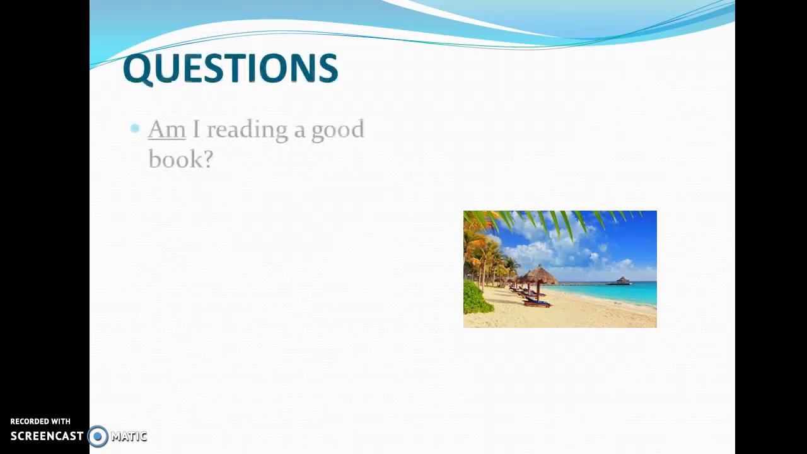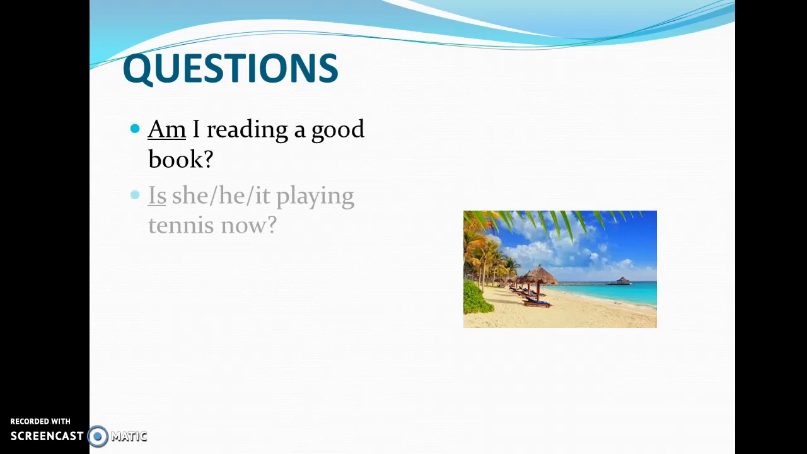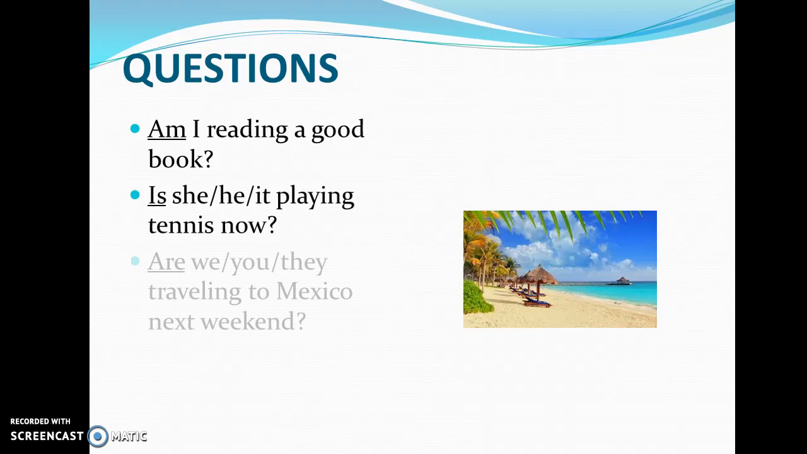For questions, we begin with the auxiliary as usual. Am I reading a good book? Is he, she, it playing tennis now? Are we, they traveling to Mexico next weekend? This sentence is different because next weekend is future. This is an arranged event. We are planning to travel next weekend. We probably have the time, we probably have the tickets, and we probably know who we are traveling with. So that is the difference. In the other case, the complements indicate the action is taking place at the moment.